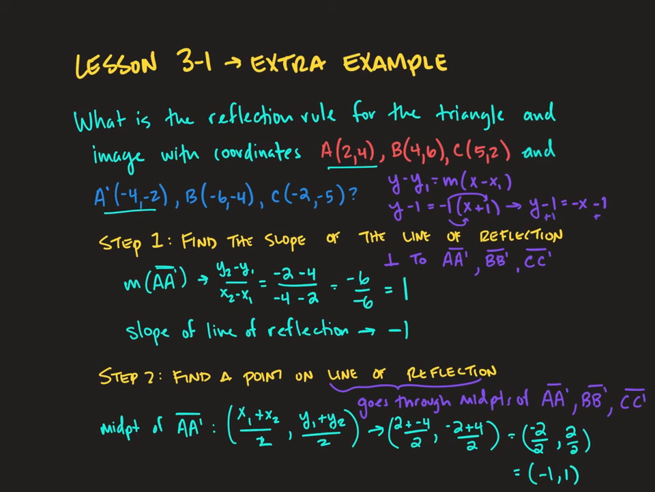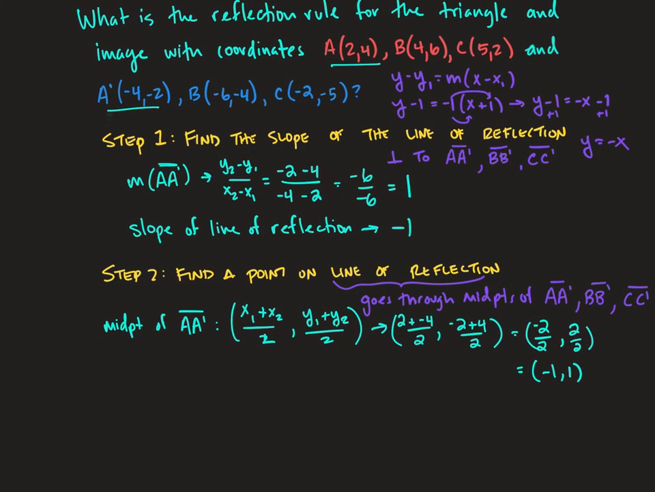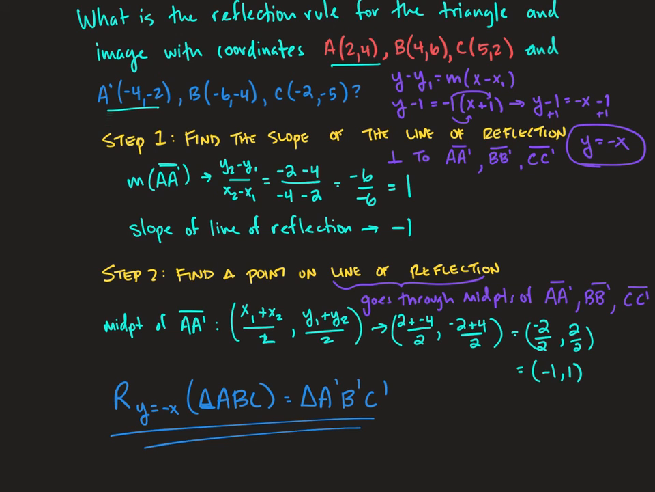And then if I add 1 to both sides, that's going to give me a line that's called y equals negative x. Okay, so let me just scooch this up a little bit. This is my equation for the line of reflection. So my rule says the reflection in the line y equals negative x of triangle ABC gives me triangle A prime, B prime, C prime. There's my answer.